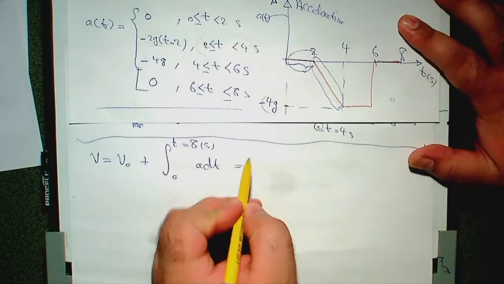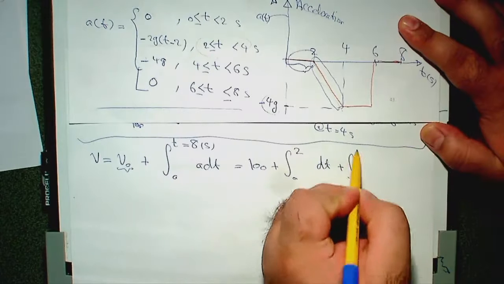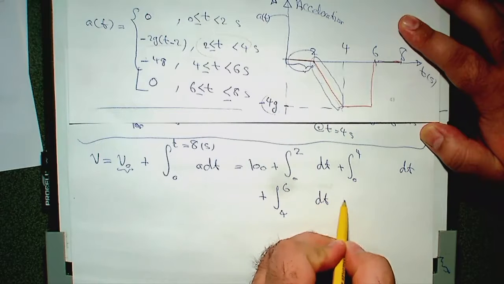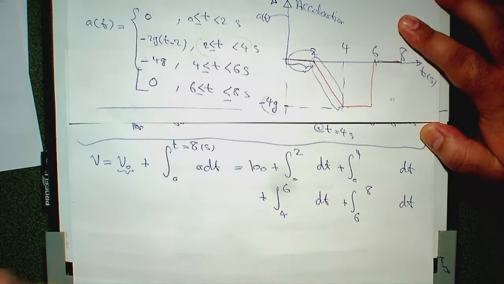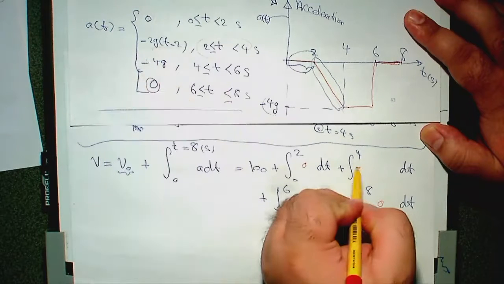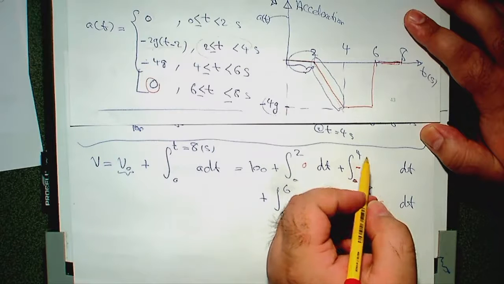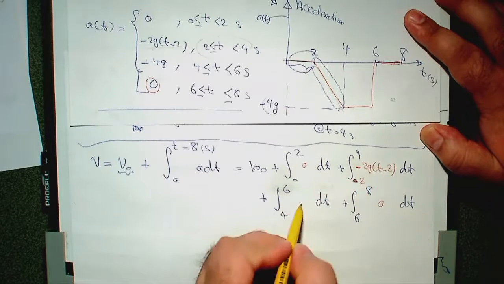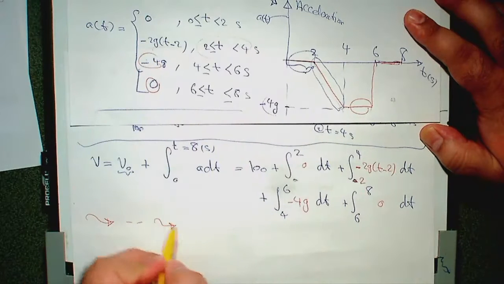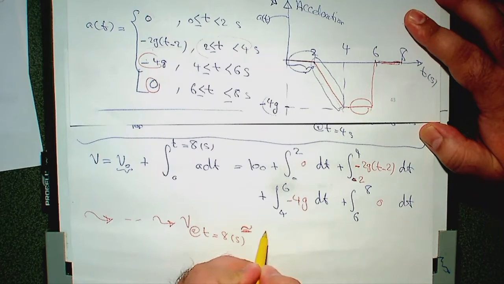A dt. Again, V1 is given, 100. 0 to 2 dt plus 2 to 4 dt plus 4 to 6 dt plus 6 to 8 dt. In this region is 0, in this region is 0. Here is the line equation, minus 2g times t minus 2. Here, minus 4g. If you do all the calculation at t equals 8 seconds, it is approximately equal to minus.